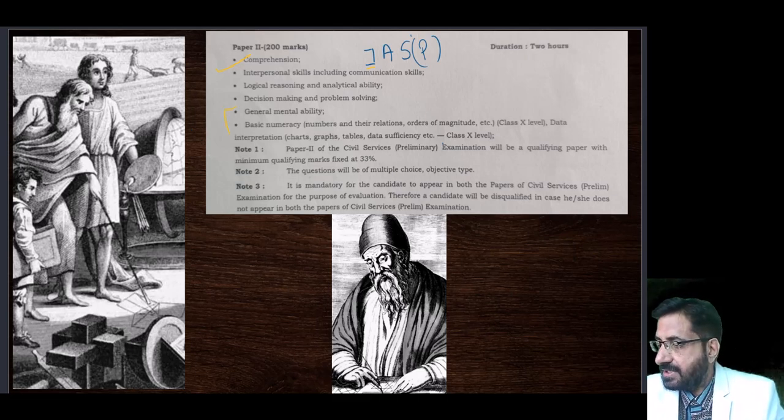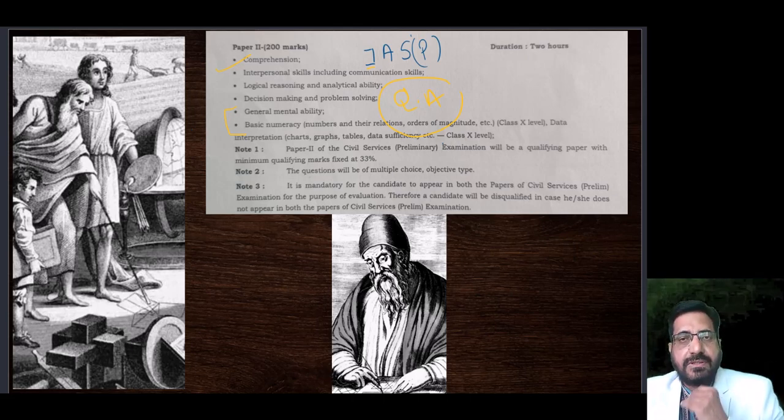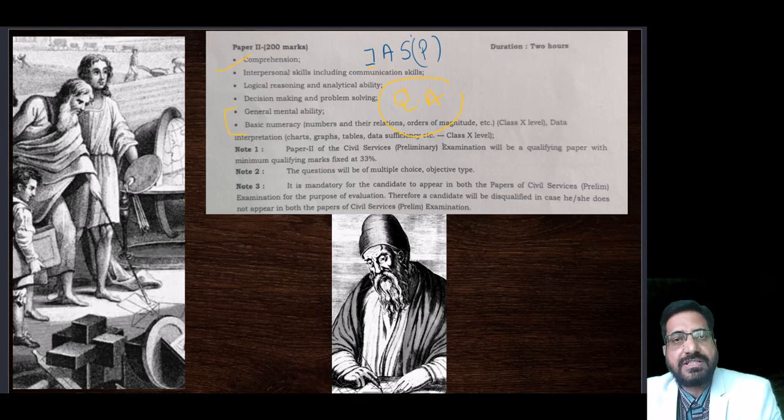So this general mental ability and basic numeracy together form what is known as quantitative aptitude. It's all maths. Along with this, reasoning, analytical as well as logical, and it might include verbal as well as non-verbal. All those things we'll see separately. Here in this series, I am going to give you lectures on maths ability, that is particularly numeracy and general mental ability.